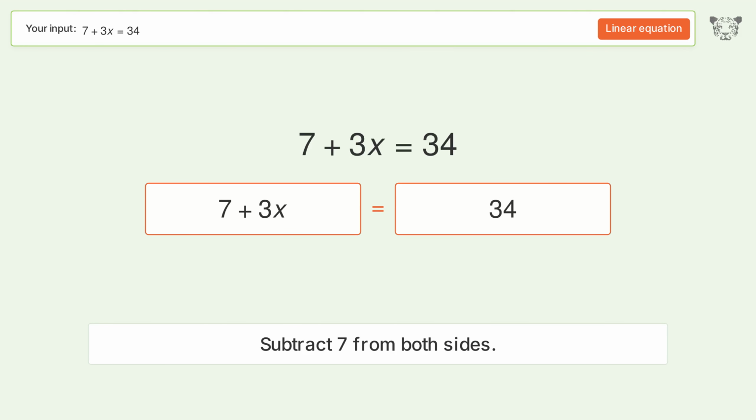Subtract 7 from both sides so the variable term stands alone. That gives 3 times x equals 27.